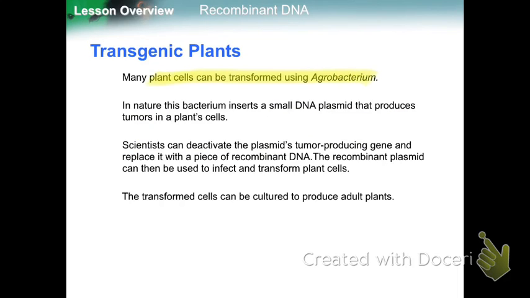Plant cells can be transformed using agrobacterium. In nature, this bacterium inserts a small DNA plasmid that produces tumors in a plant's cells. Doesn't sound like a good idea to transform cells like that. What scientists have done, though, is they deactivate the plasmid's tumor-producing gene and replace it with a piece of recombinant DNA that can be used to infect and transform plant cells, and the transformed cells can be cultured to produce adult plants.